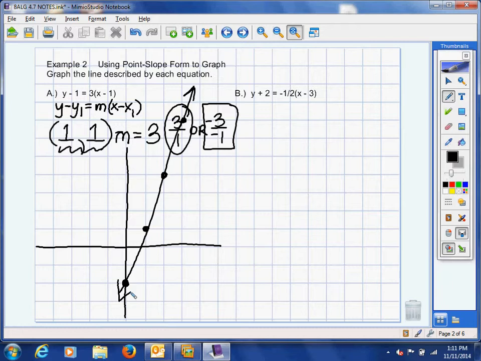We pulled the information we needed from the equation, and we were able to use the point and then, of course, the slope to graph other points.